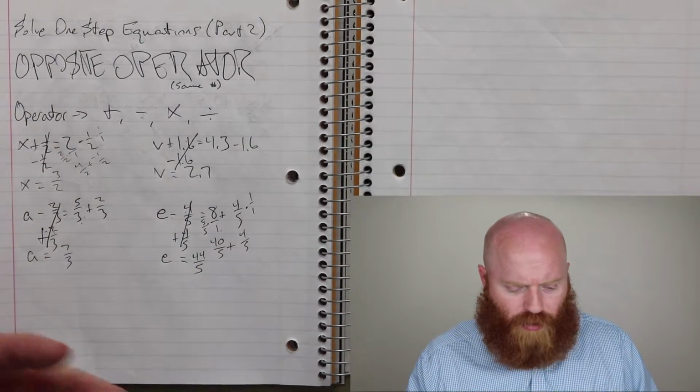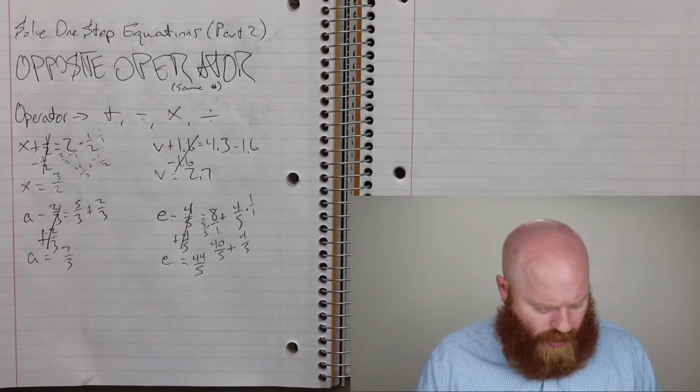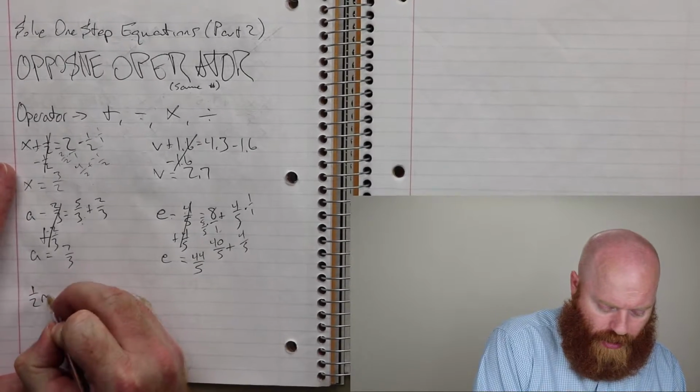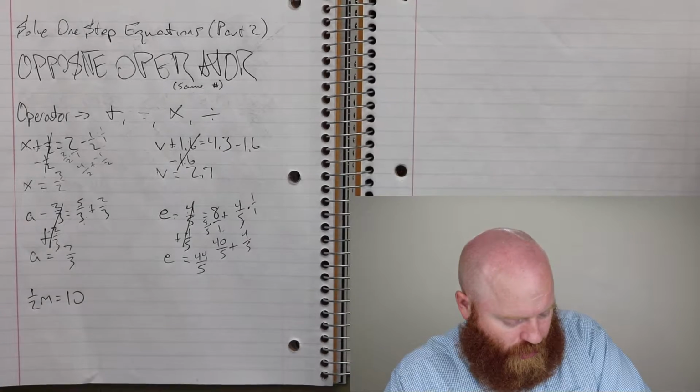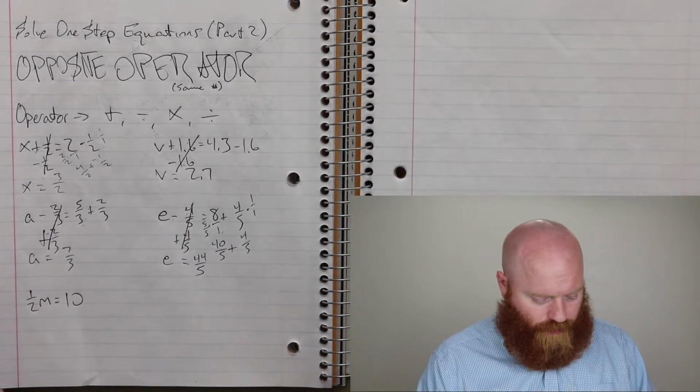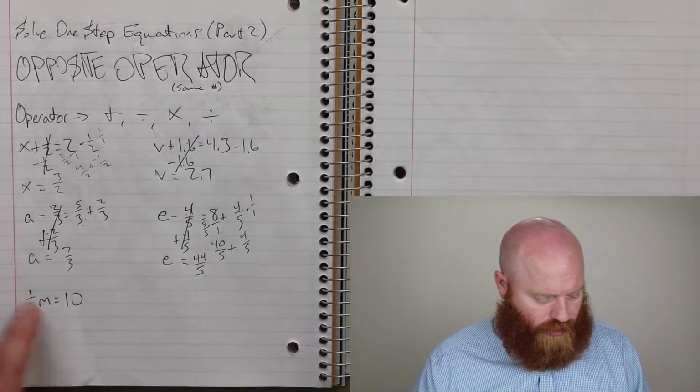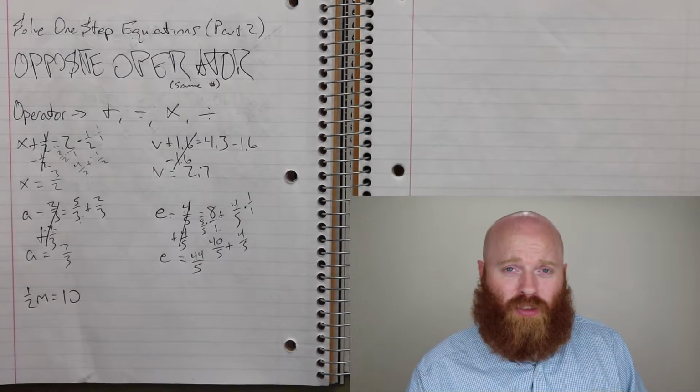It's always the times and maybe the divide that's going to be difficult. So let's deal with that right now. 1/2 m equals 10. 1/2 m equals 10. Okay, let's find the operator. I don't see a plus, I don't see a minus. It's either times or divide.